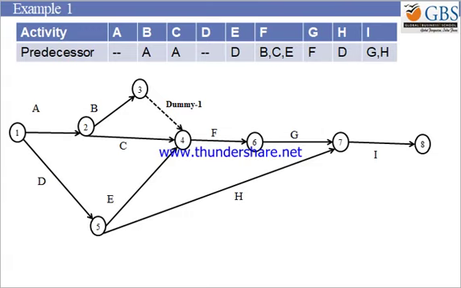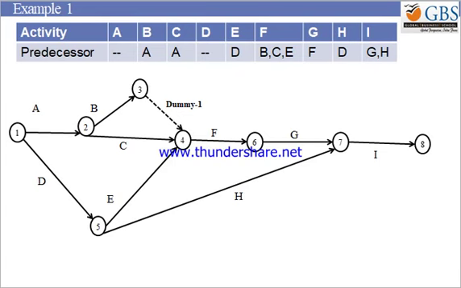By definition, the forward pass is equivalent to estimates of the early start and earliest finish. Early start and earliest finish. Whereas the backward pass is a calculation of late finish and late start. Late finish and late start. Both are required in the calculation.